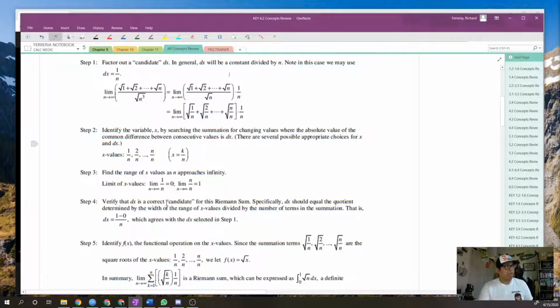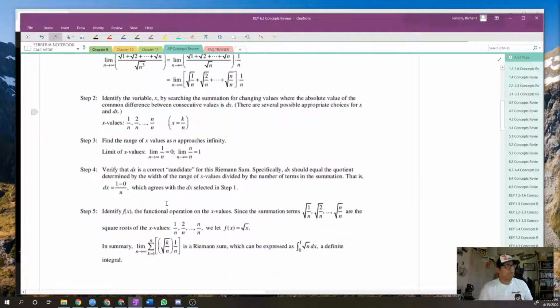Step 4 is to verify that dx is a correct candidate. Basically, 1 minus 0 divided by your highest n should be equal to your dx. So in this case, you got 1 minus 0 over n, which is 1 over n, and that agrees with the dx that we isolated over here, 1 over n.